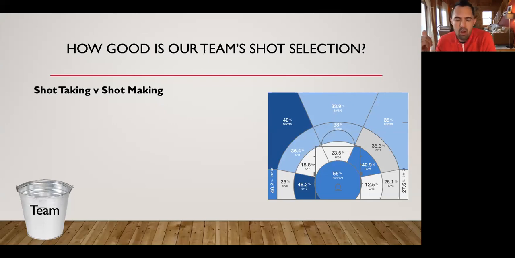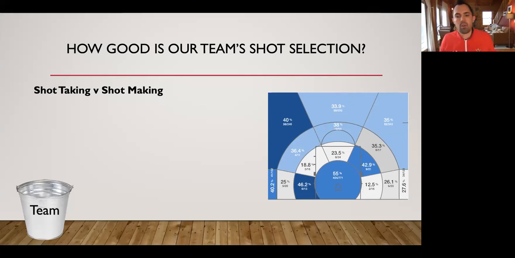Meaning, are we taking great high percentage shots and shooting an average percentage of those shots? Or are we taking tough shots, but we're actually pretty good shooting teams, so we're bailing ourselves out? And what do we need to change? Do we need to emphasize being better shot makers, or do we need to emphasize shot selection more? So the way that you can do that is, if you can get a shot chart. This is a shot chart data from our team at VMI last year. You can pretty easily answer this question.